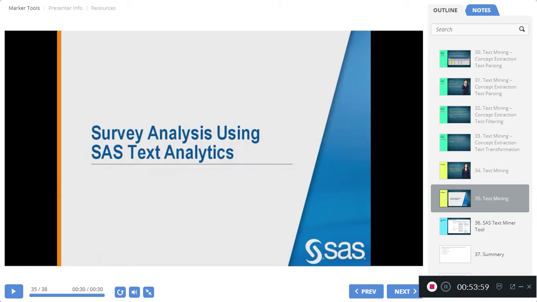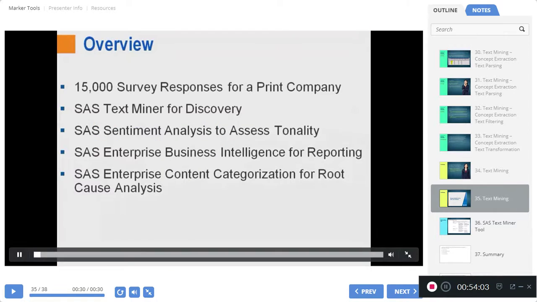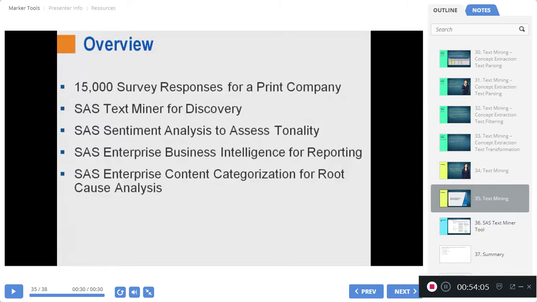Survey analysis using SAS text analytics. This presentation will feature a project in which 15,000 free-form survey responses from an online print company were analyzed. SAS Text Miner was used for discovery and to uncover areas of importance for sentiment analysis. SAS Sentiment Analysis was used to assess the tonality of those areas.